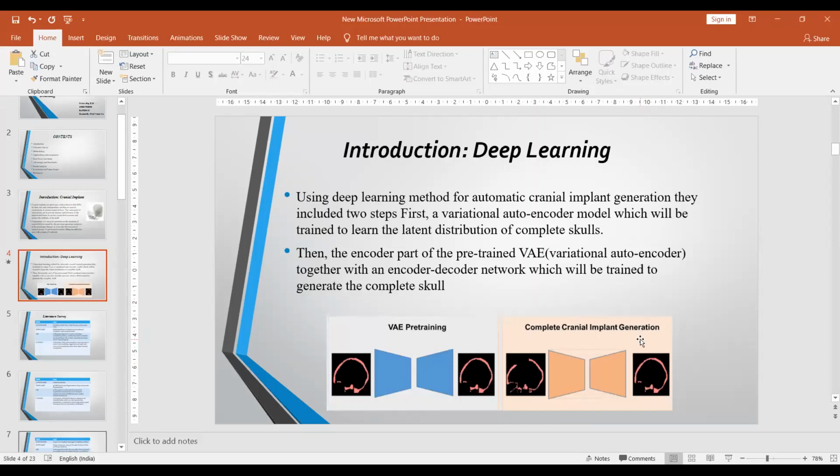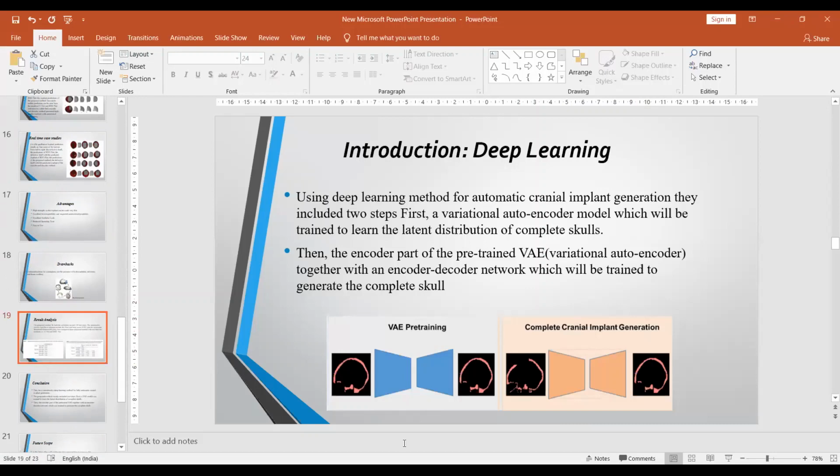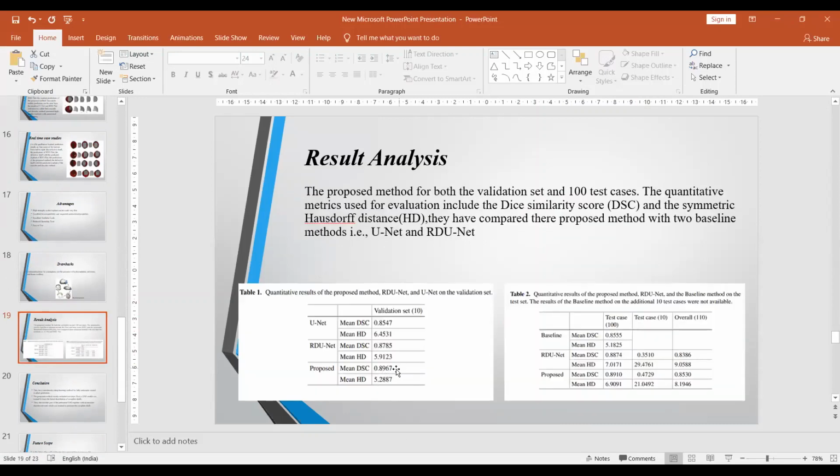What about the accuracy of generating the skulls? Yes, sir. I had shown in the results, as you can see, the mean DSM, that is dice similarity score, and the distance measure. For the proposed method, that is the autoencoder and decoder method, they were able to get a good accuracy, sir, better than when compared with UNet and RDUNet.